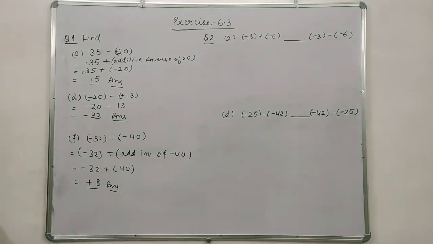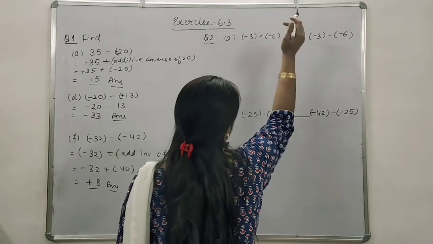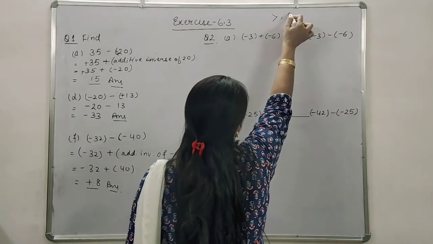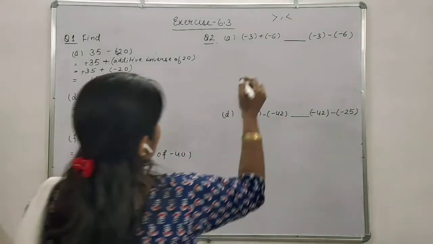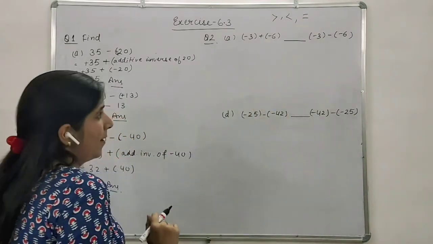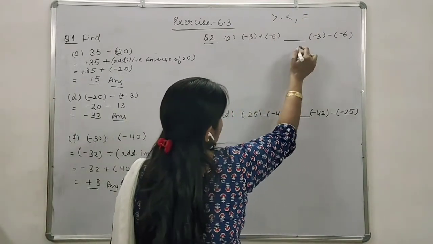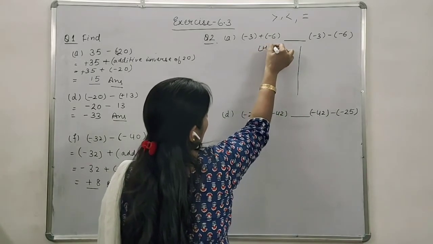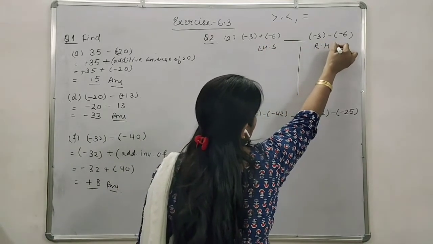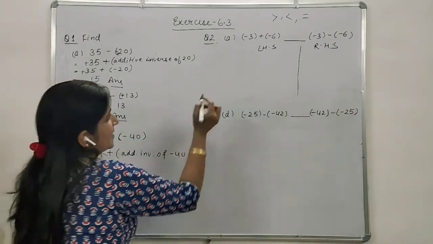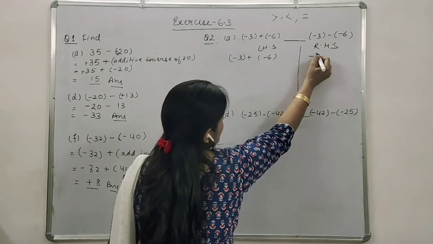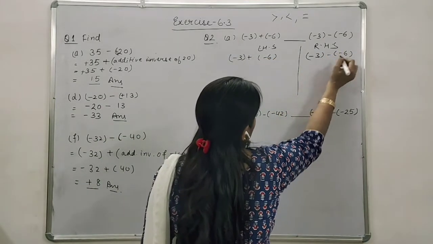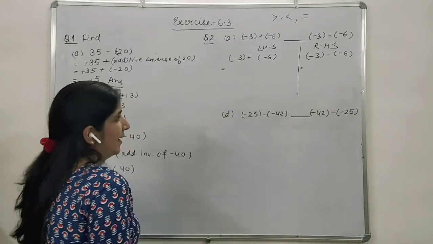Now after this there is question number 2. Here you need to compare these, which one is bigger or which one is smaller. You need to put the signs, or if they are equal you can put the equal to sign as well. Now basically there are two parts here, left hand side and right hand side. So what is the left hand side part? This is the left hand side, so we are doing the question in this manner. This is the right hand side. They become two separate questions and we will compare at the end.